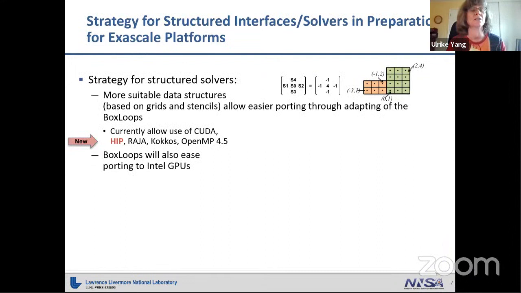Let me first quickly say something about the structured interface. In a lot of ways, this was the easiest to move to a GPU, partly because the underlying data structures are based on grids and stencils. That allows much easier porting because we have something called the BoxLoops, which is a macro that allows you to run the loops across these data structures nicely, in one part of the code. So it allows us to include whatever programming model we have underneath, be it CUDA, HIP, or any of these other ones, and just put it under the BoxLoops. Then we can get the whole thing to run on different types of GPU architectures.